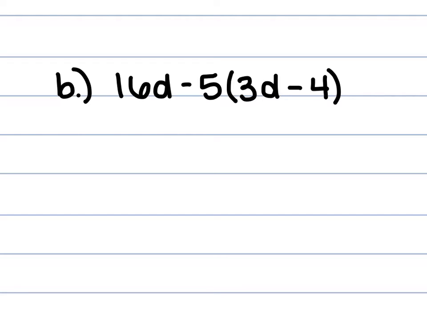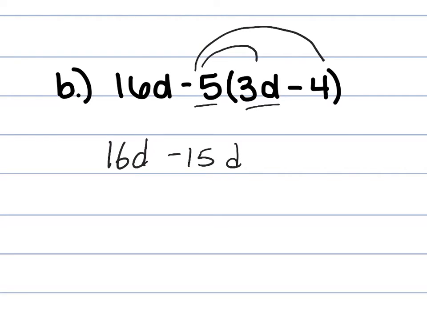Distributive property. So let's start with this. There's a 16d here. What is -5 times 3d? -15d. And then -5 times -4. And why am I wrong when I go, and I'm done? 16d and 15d are like terms. There they are. 16d minus 15d gives me?